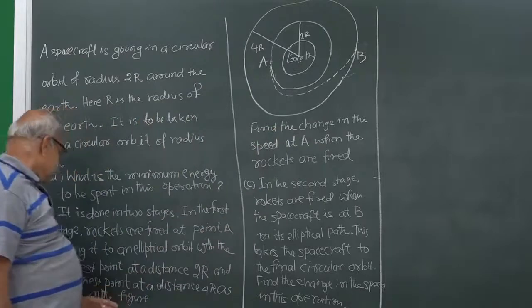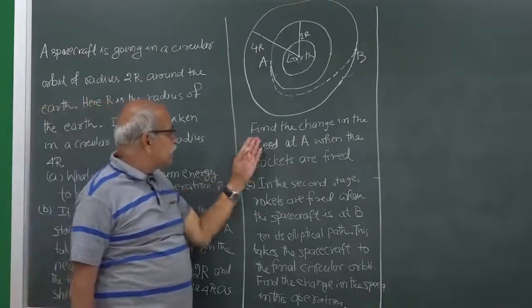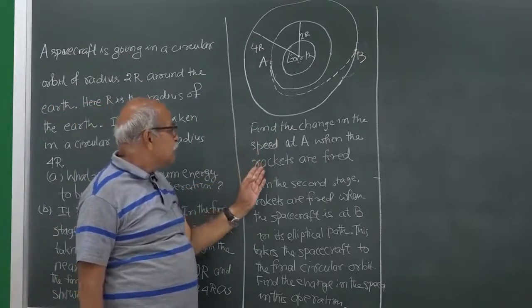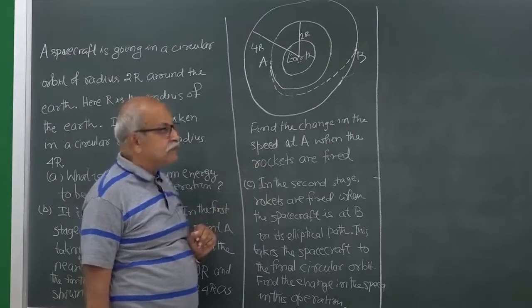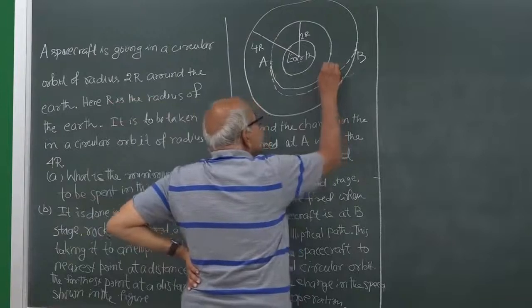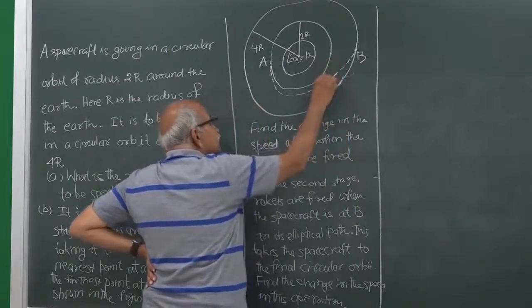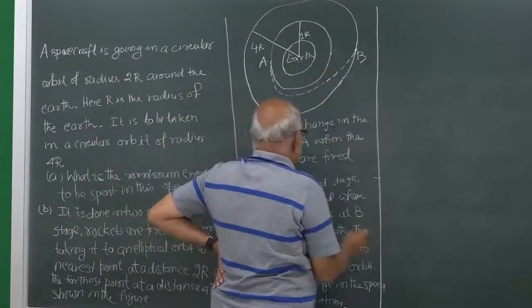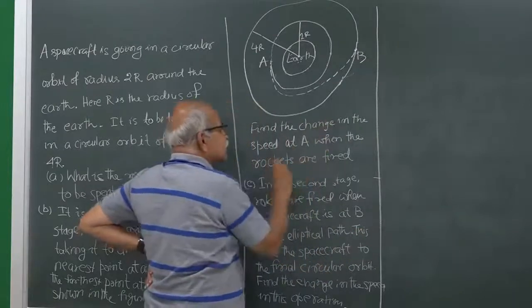So, find the change in the speed at A when the rockets are fired. Now, we are going from the circular orbit of radius 2r to this particular elliptical orbit, and we are asked how much is the change in the speed.